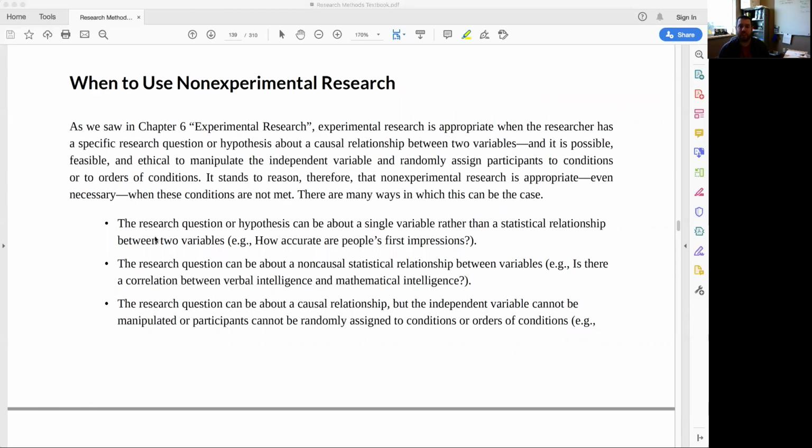A research question can be about a non-causal statistical relationship between variables. So again, ideally with an experiment, you're getting at a causal relationship. What causes this to happen? If your research question is much more just about frequency, for instance, then yeah, it's not going to be listed as an experiment. And again, that's not necessarily a bad thing. It's just making sure that you understand what it is you're going to be doing with this question.